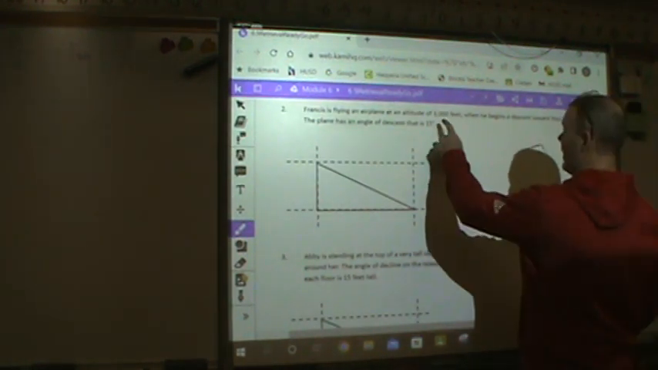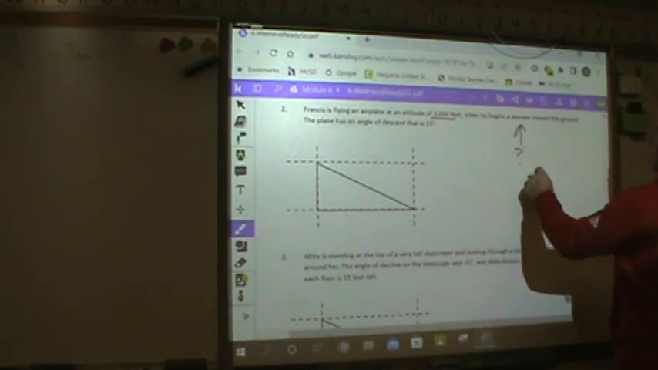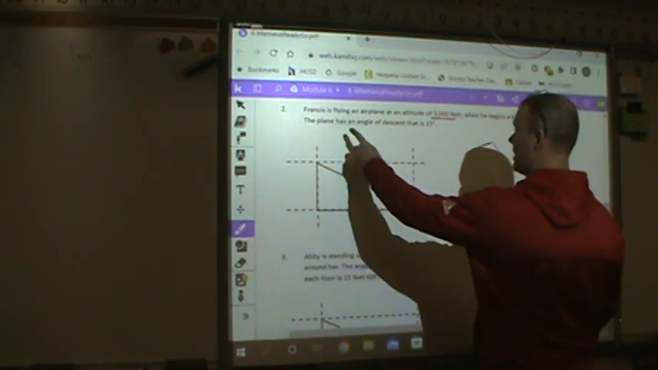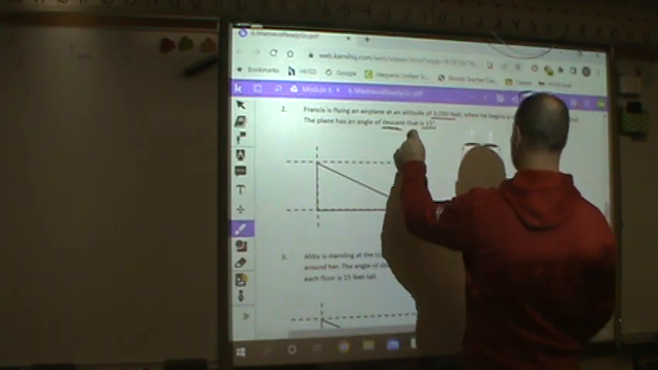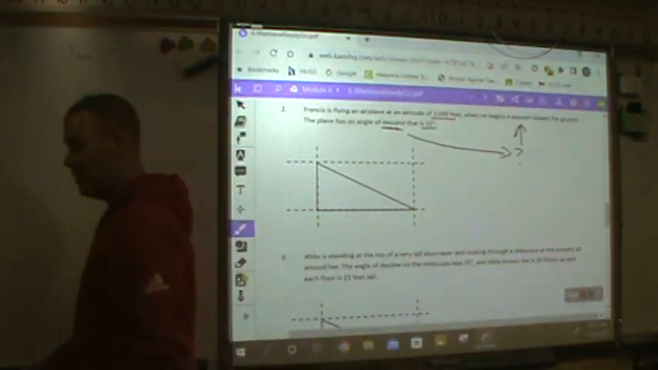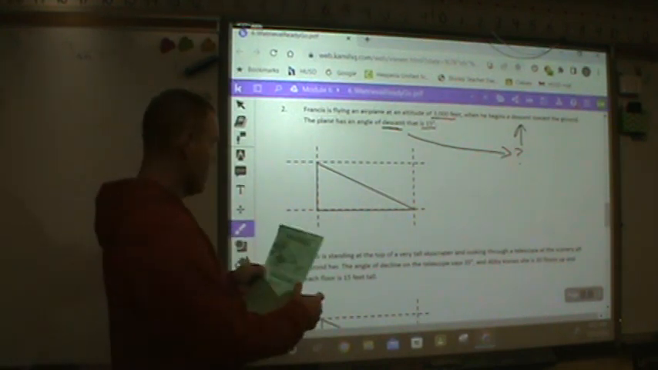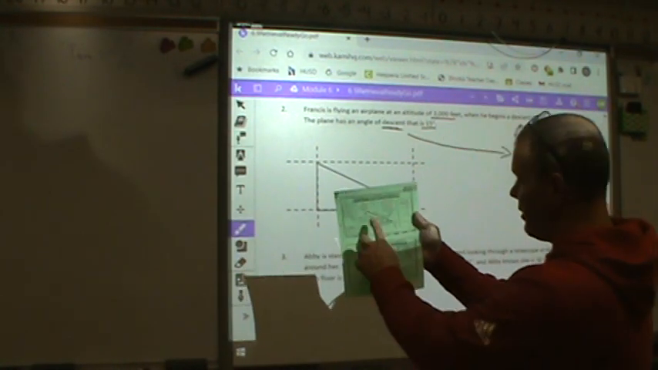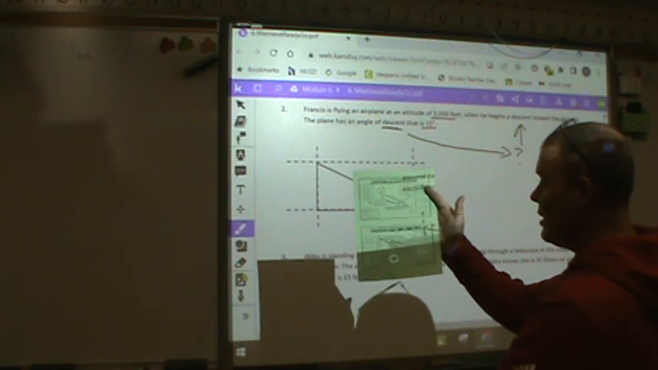Francis is flying an airplane at an altitude of 3,000 feet. When he begins his descent, what does the word descent mean? Toward the ground. The plane has an angle of 15 degrees, that's another notable, and a descent. There's that word again. What does that word mean? Descent means going down. After your quiz, you were given a green sheet of paper, and if you didn't get one, ask. On this green sheet of paper it talks about angles of elevation and angles of depression. It talks about horizontal lines, lines of sight, and so on.